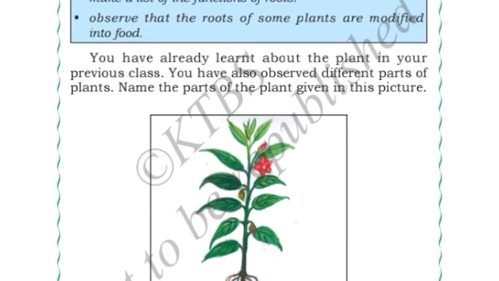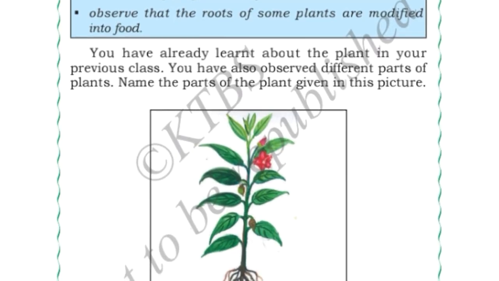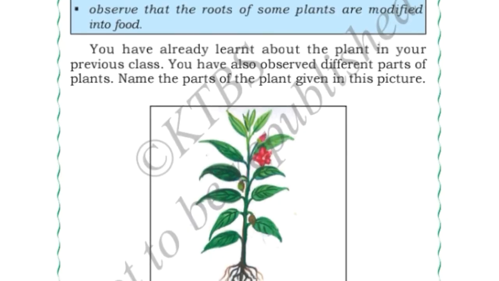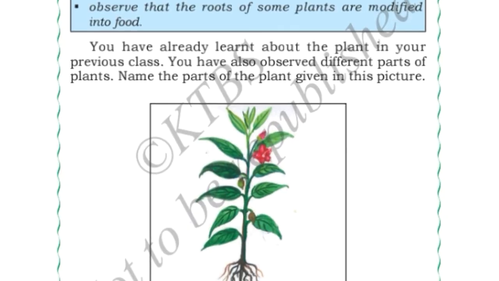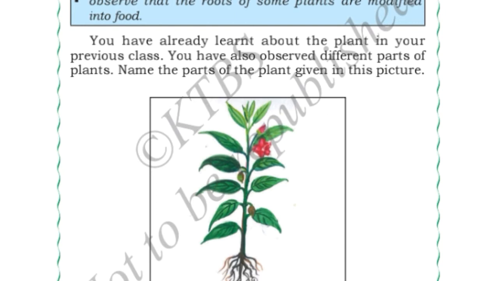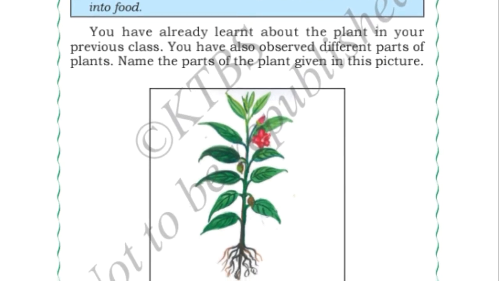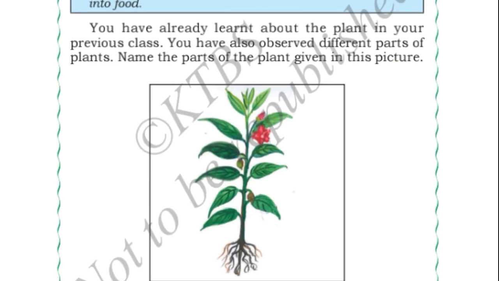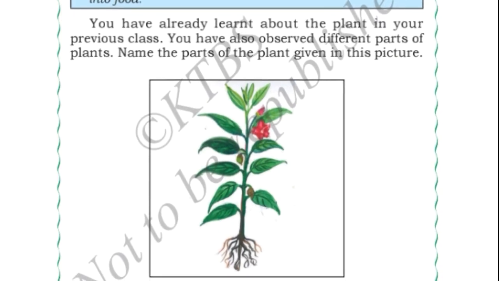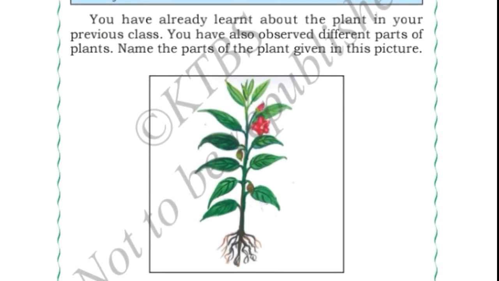Okay, so now tell me, where do the roots of the plant grow? The roots of the plant grow under the ground, right? The root is a part of a plant which grows under the ground, but other parts of the plant such as stem, branches, leaves, etc., grow above the ground, right?